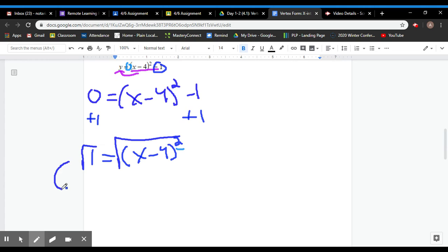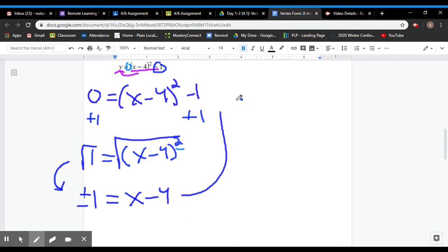The next step, remember you want to solve the square root and then put a plus or minus in front of whatever that answer is. So the square root of 1 is 1, so you get plus or minus 1 equals. And then on the right side of the equation, you just get rid of the squared, and whatever's in the parentheses is all that's left. So plus or minus 1 equals x minus 4.